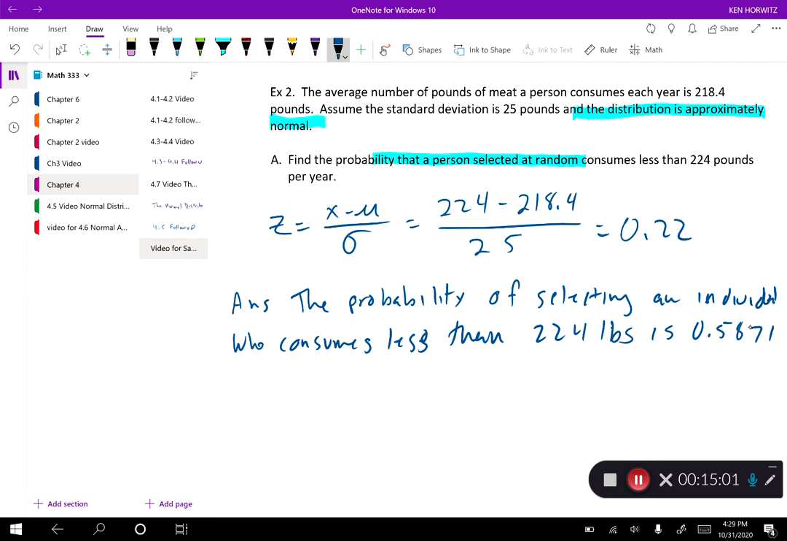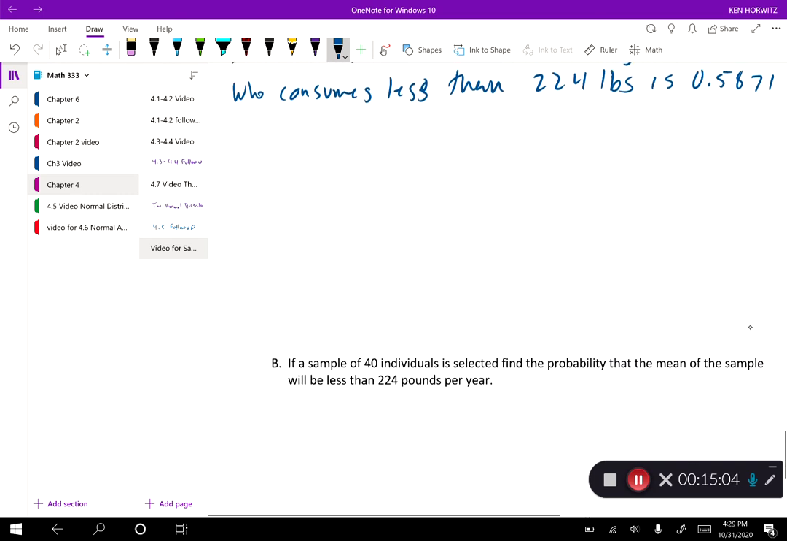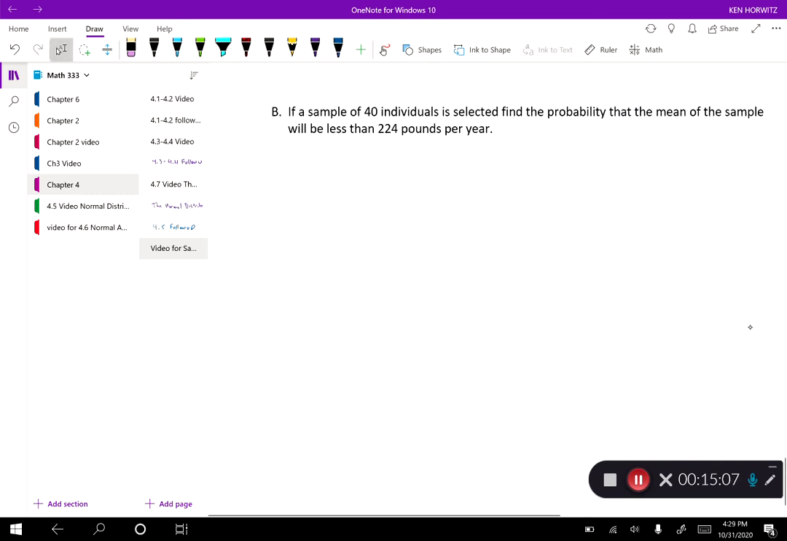All right, so let's take a look at part B. Now, part B says if a sample of 40 individuals is selected, find the probability that the mean of the sample will be less than 224 pounds per year. So again, let's point out that we're not asking for a randomly selected individual. We're saying if a sample of 40 individuals. A sample of 40 individuals should indicate central limit theorem, and our n is greater than or equal to 30, so we can use it. Even if our n wasn't greater than or equal to 30, remember we had that statement earlier that said the distribution is approximately normal.